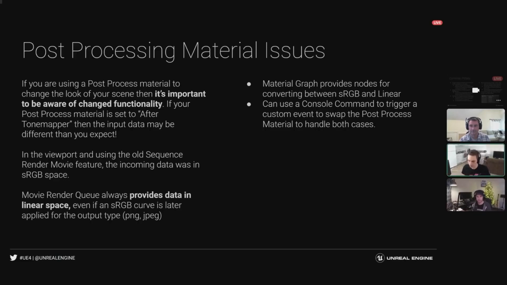So what this means in practice is that when you see it in the viewport, it's in sRGB space. When you do it in movie render queue, it comes into the post-processing material in linear space. As a workaround, the material graph provides nodes for converting between sRGB and linear and vice versa. And then you can use a console command to trigger a custom event to swap the post-processing material. That way you can automatically handle both cases.